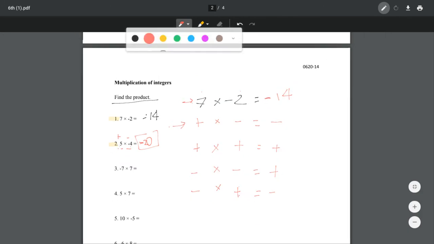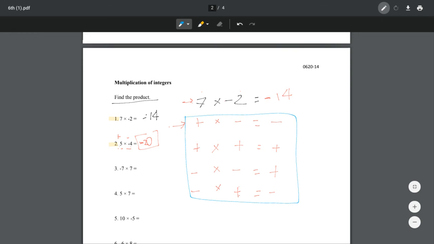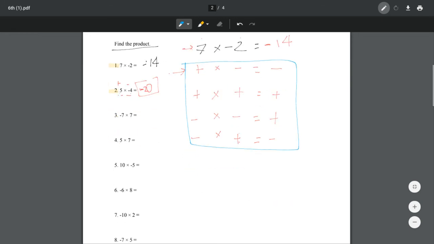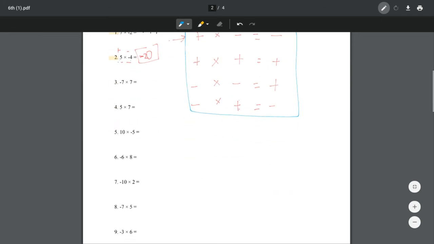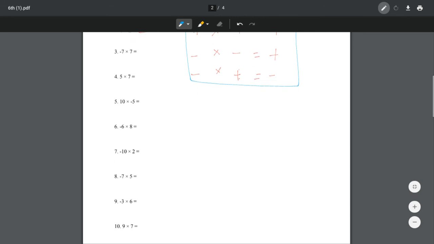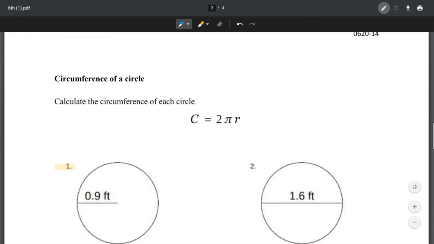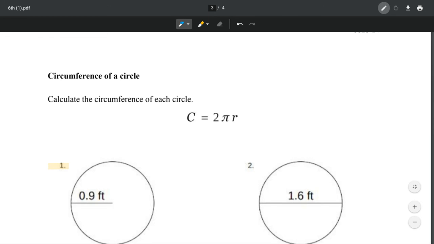Okay, so remember the rule, this rule over here, and go ahead and finish this page. And let's move on to our third page, where we're going to talk about circumference of a circle.